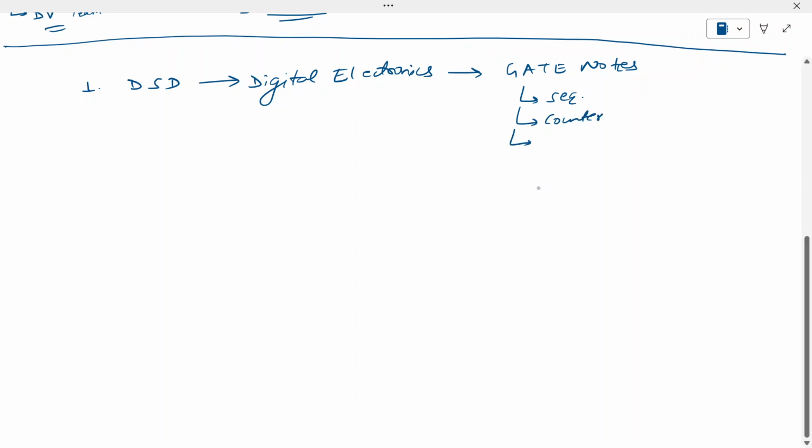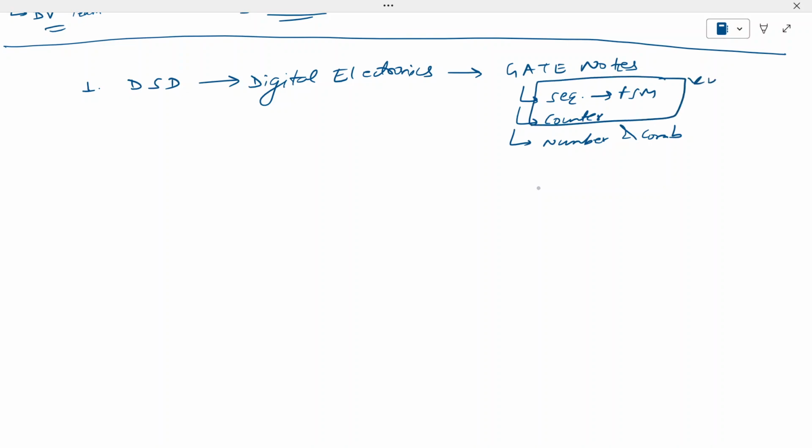डिजिटल सिस्टम डिजाइन, जिसके अंदर आपको पढ़ना पड़ता है डिजिटल इलेक्ट्रॉनिक्स। डिजिटल इलेक्ट्रॉनिक्स के लिए आपको अपने गेट के नोट्स प्रेफर करने होंगे, क्योंकि उसमें सारे कंसेप्ट आ जाते हैं, मोस्ट इम्पोर्टेंटली योर सीक्वेंशियल सर्किट्स, काउंटर, एंड सम पार्ट ऑफ योर number system and combination also, FSM. So above these topics are very much important. They are going to be asked in your written test and your interview also.